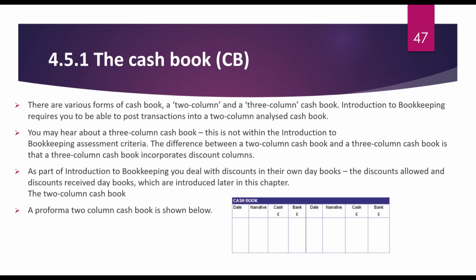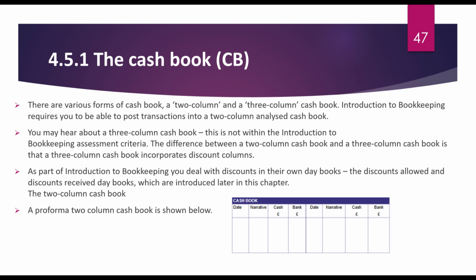Point 5, the Cash Book, CB. There are various forms of cash book, a 2-column and a 3-column cash book. Introduction to bookkeeping requires you to be able to post transactions into a 2-column analyzed cash book. You may hear about a 3-column cash book. This is not within the introduction to bookkeeping assessment criteria.